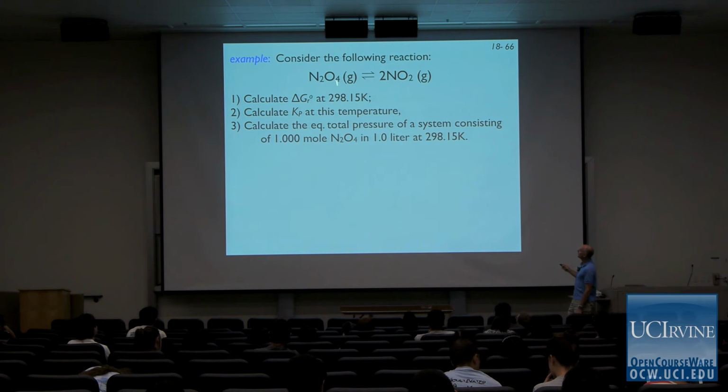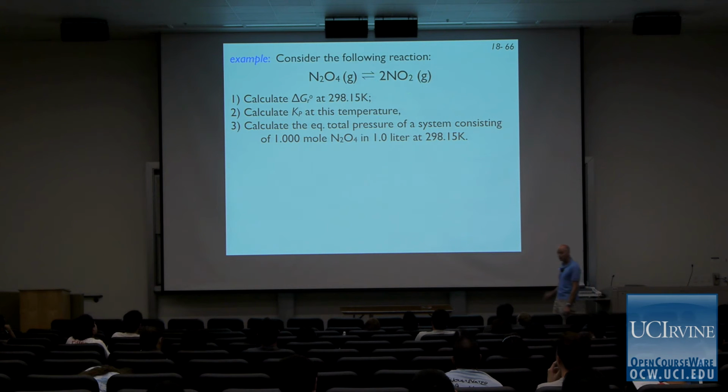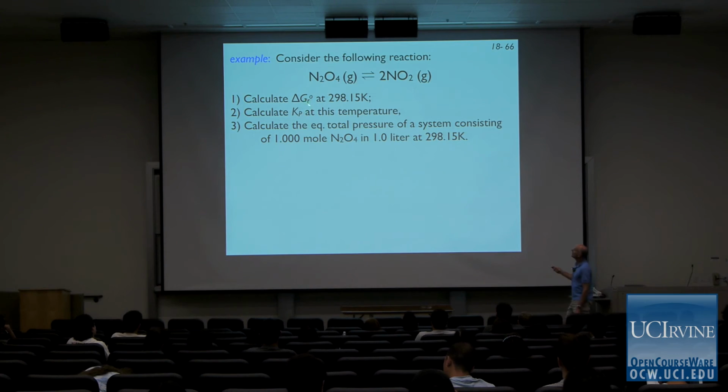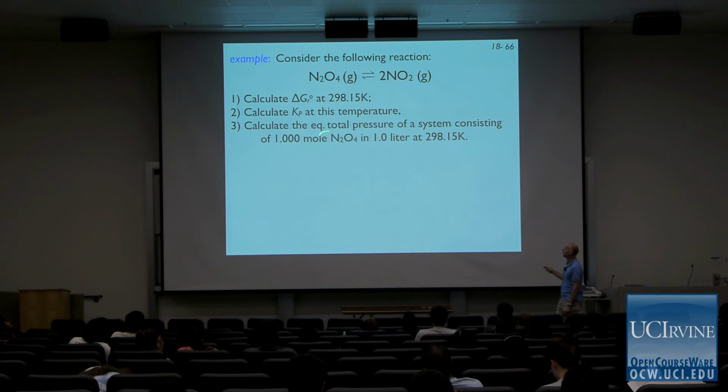Consider the following reaction. N2O4 reacts unimolecularly, in other words, by itself, to give two NO2s. It's a unimolecular reaction. Calculate delta RG. That R should be over there. At 298.15, calculate the equilibrium constant, and calculate the equilibrium total pressure of the system consisting of 1 mole of N2O4 in 1 liter at 298.15 degrees Kelvin. Got to do all three things.